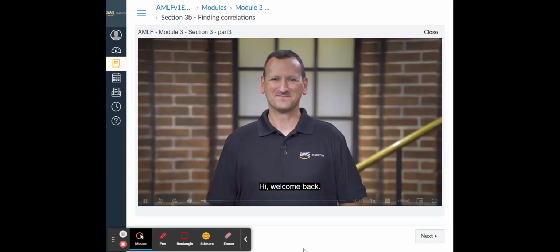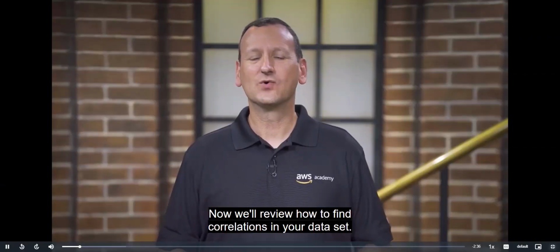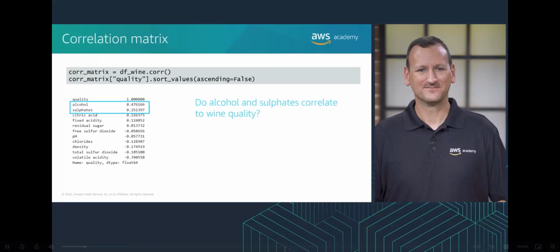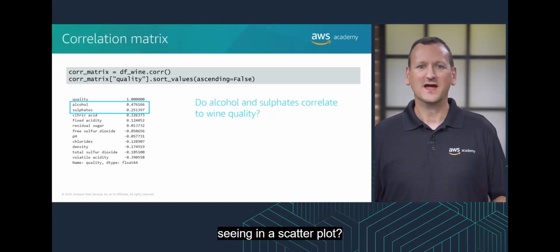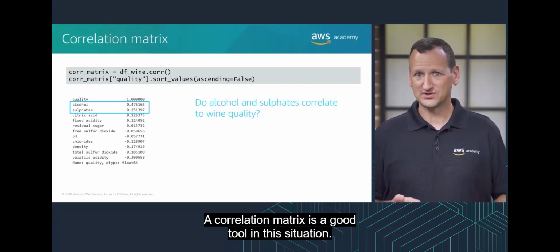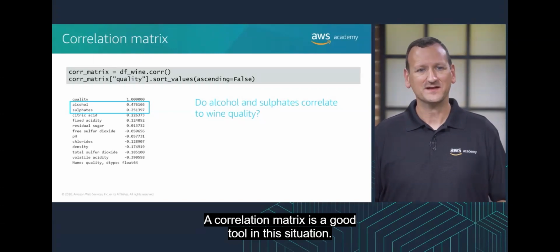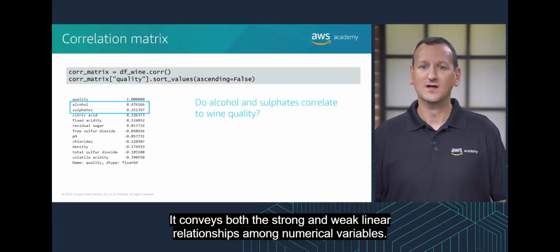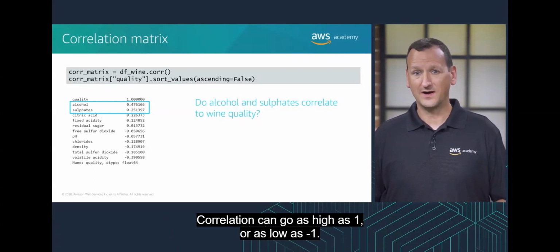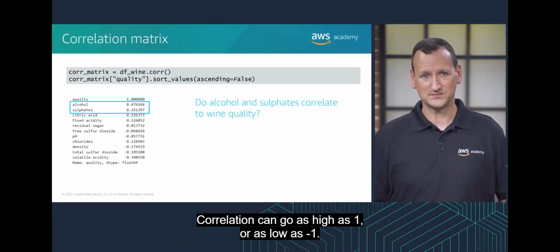Hi, welcome back. Now we'll review how to find correlations in your dataset. How can you quantify the linear relationship among the variables you're seeing in a scatter plot? A correlation matrix is a good tool in this situation. It conveys both the strong and weak linear relationships among numerical variables. Correlation can go as high as 1 or as low as -1.